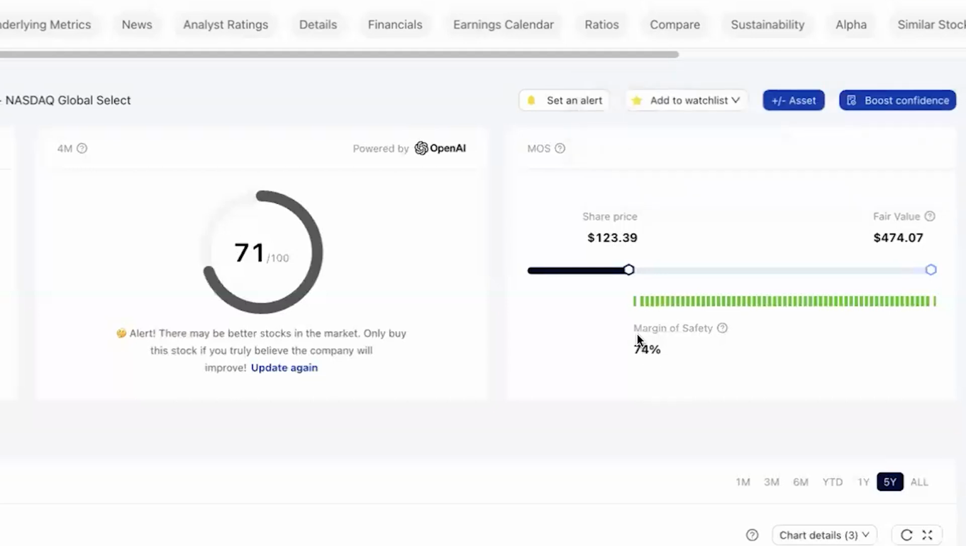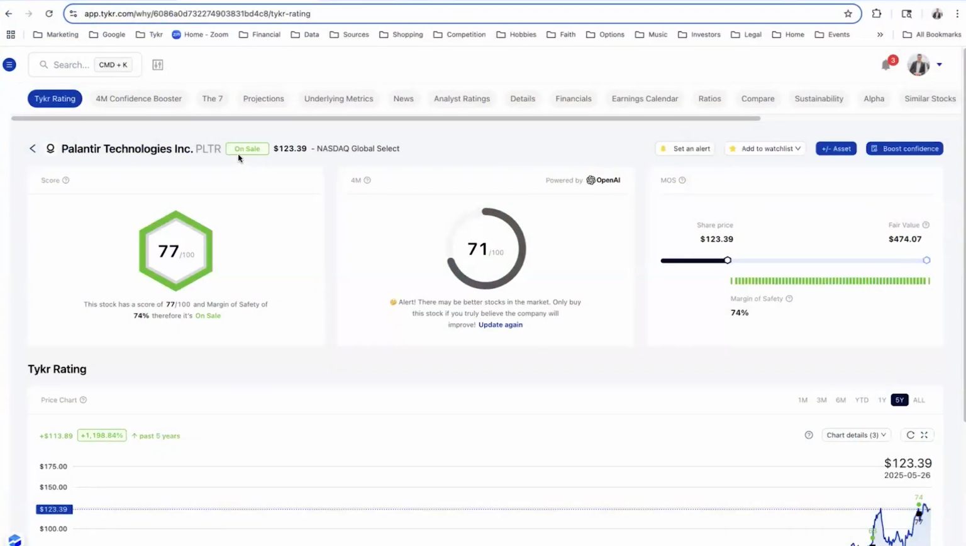There are people that only, and I have to stress this, they will only look at margin of safety. Of course, fair value leads to margin of safety, and then make a buy or sell decision. You can't do that. With Tykr, what we do is we look at that summary. We look at that score. Overall, higher the score, the safer the investment. We look at that margin of safety. We also factor in the 4M tool. And of course, we want to get 80 or higher there.